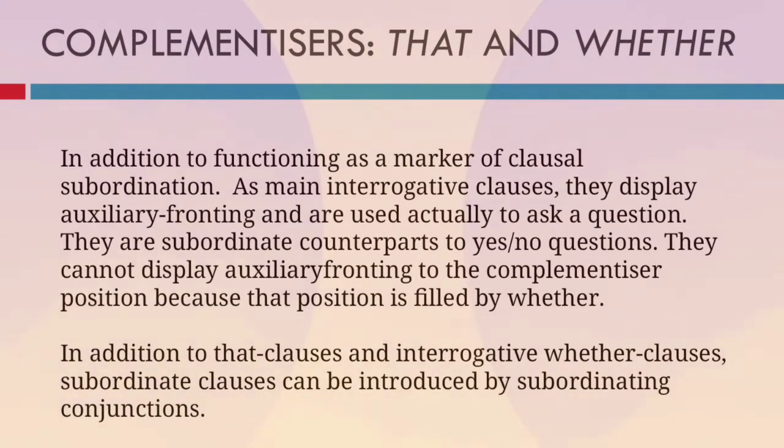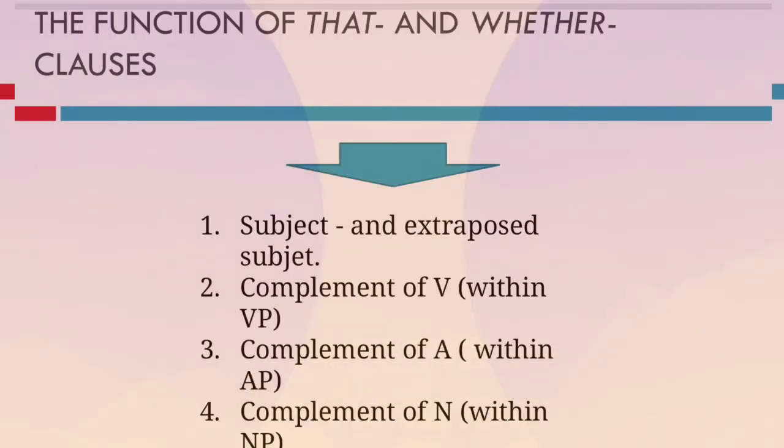In addition to functioning as a marker of clausal subordination, as main interrogative clauses, they display auxiliary fronting and are used actually to ask questions. They are subordinate counterparts to yes or no questions. They cannot display auxiliary fronting to the complementiser position because that position is filled by whether. In addition to that clauses and interrogative whether clauses, subordinate clauses can be introduced by subordinating conjunctions.